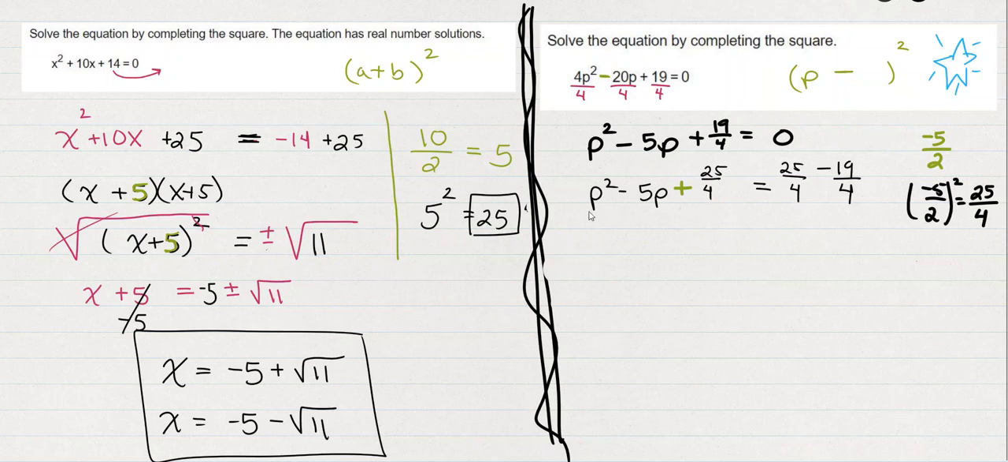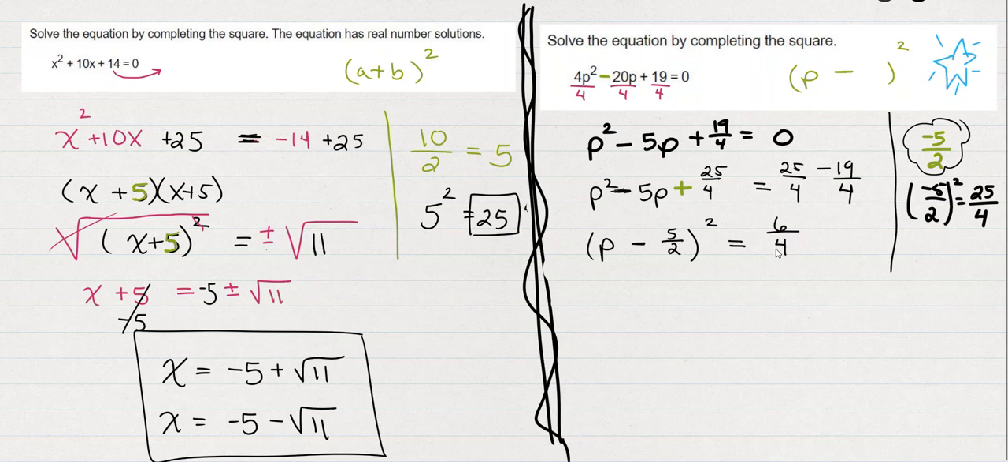Now I could factor this p squared minus 5p plus 25 over 4. Notice that because it's a subtraction, the binomial is going to be a difference. It's p minus, and I don't even have to think hard because I have it off to the side already, p minus 5 halves. Where did that 5 halves come from? It was this negative 5, the coefficient of p, cut in 2. So we have p minus 5 halves, quantity squared, when I factor that, equals 25 minus 19 is 6, so 6/4.